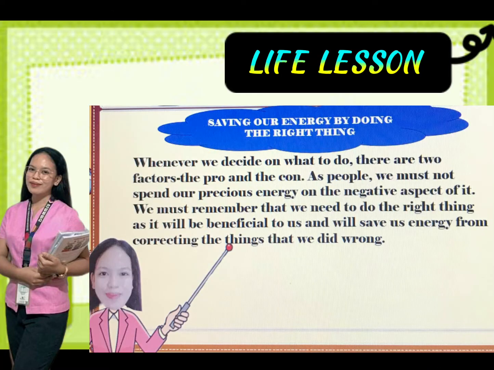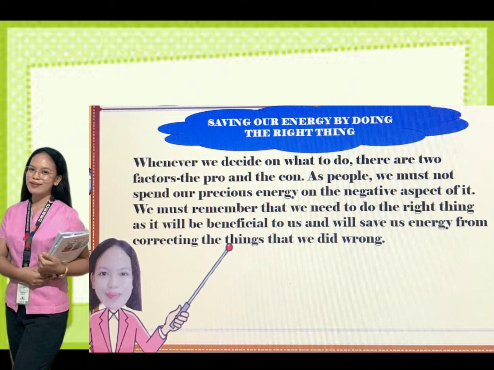In addition, here is a life lesson. It is about saving our energy by doing the right thing. Whenever we decide on what to do, there are two factors, the pro and the con. As people, we must not spend our precious energy on the negative aspect of it. We must remember that we need to do the right thing as it will be beneficial to us and will save us energy from correcting the things that we did wrong. So we must always think on the positive side of all the things that we are going to do.